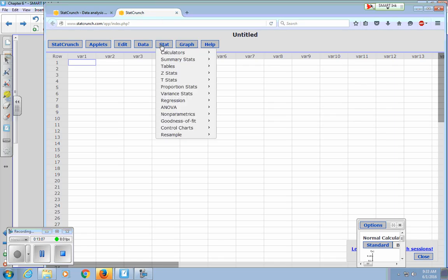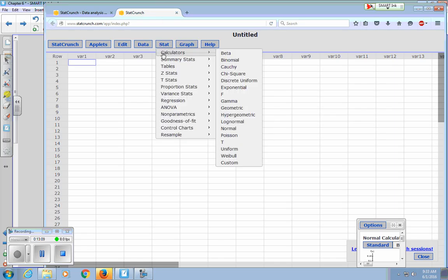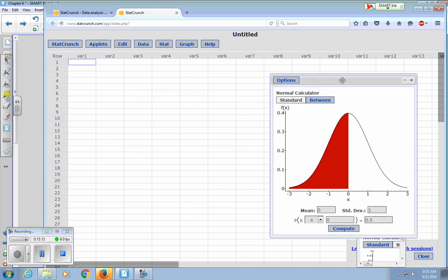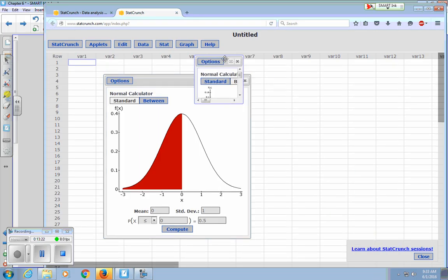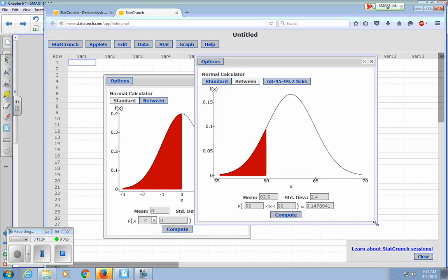In StatCrunch, if you go to Stat, Calculators, Normal, a normal calculator pops up for you and you can enter the mean and standard deviation that you're interested in. I have one here for our women's height data. So I entered the mean of 62.5, standard deviation 2.4. And then I said that I was interested in this area between 55 and 60.